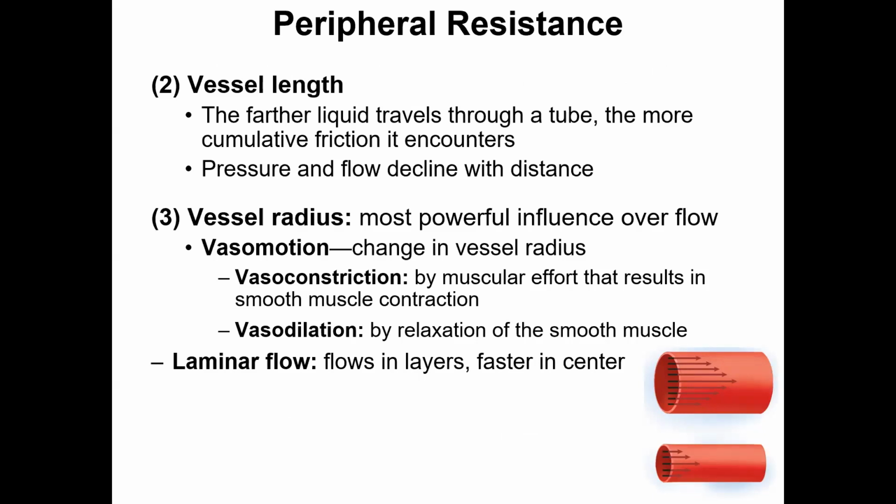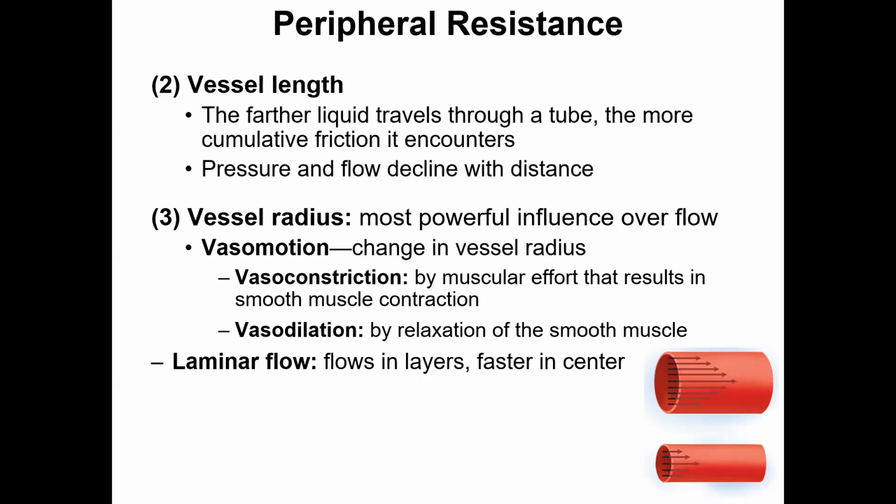So the vessel length: the further the liquid travels through a tube, the more cumulative the friction it encounters. Pressure and flow decline with distance. The vessel radius is the most powerful influence over flow. Vasomotion is the change in the vessel radius.